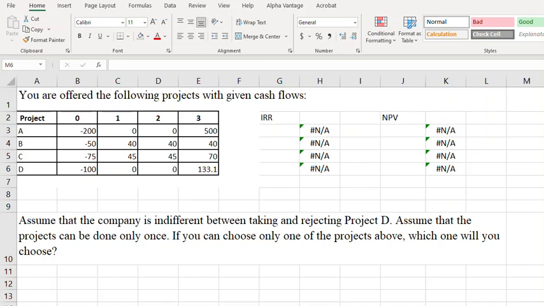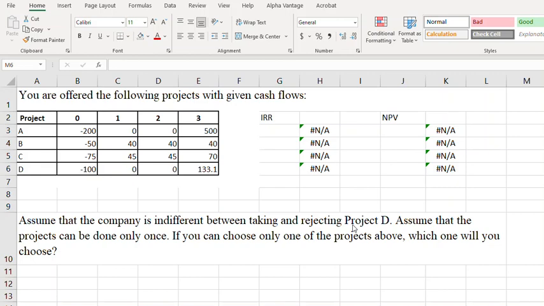Quiz 2 Question 8. You're offered the following projects with given cash flows, same as in the prior question. Assume that the company is indifferent between taking and rejecting project D. So this is some key terminology here. We're indifferent between the project. That means that it's not really adding value.